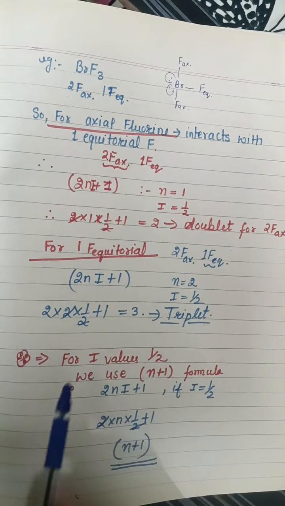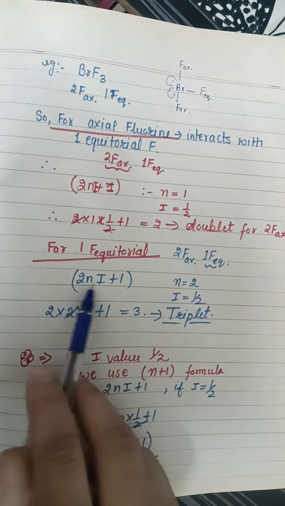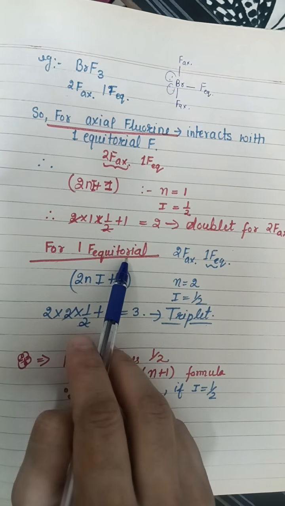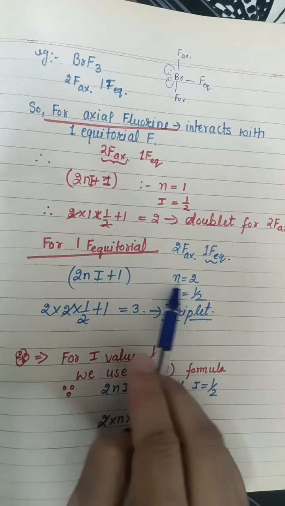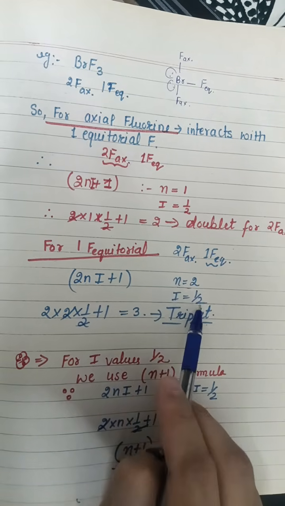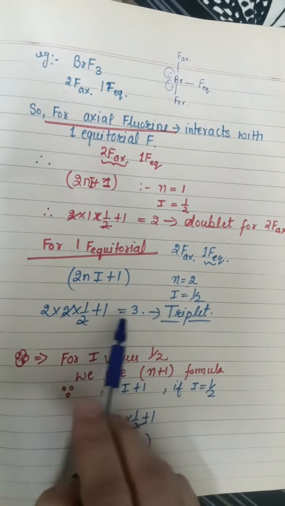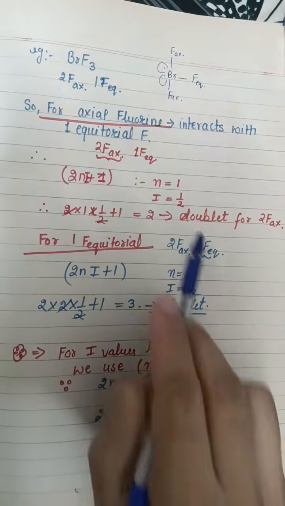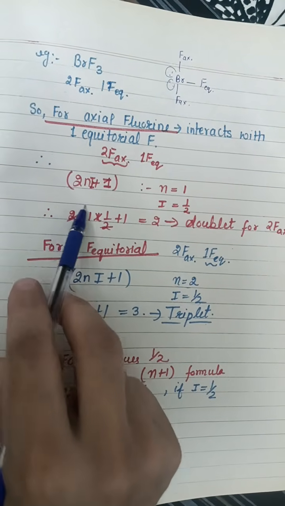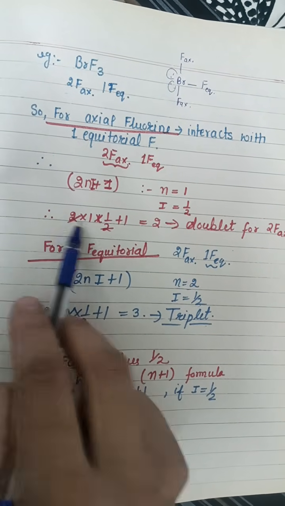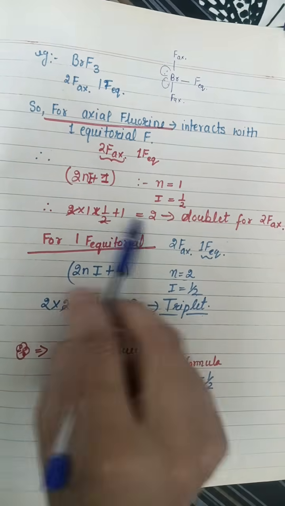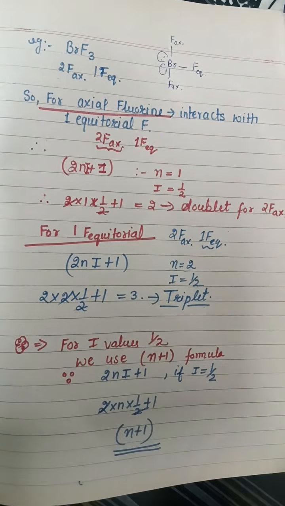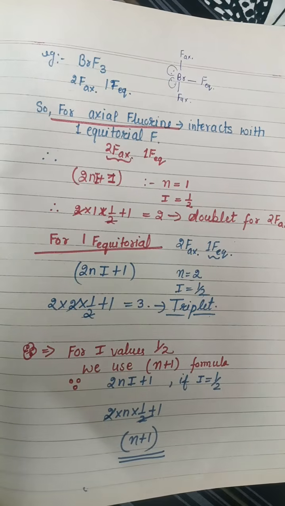Simply put the value of N here. For the one equatorial fluorine you have two axial fluorines, so N is 2 here. The I value for fluorine is half, and when you put in the values you get 3, that is a triplet. Similarly, for the other one N is 1, and the 2 cancels, giving a doublet. This is the rule, and you can find the splitting pattern for all molecules.